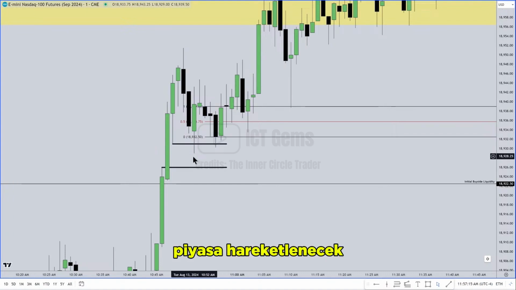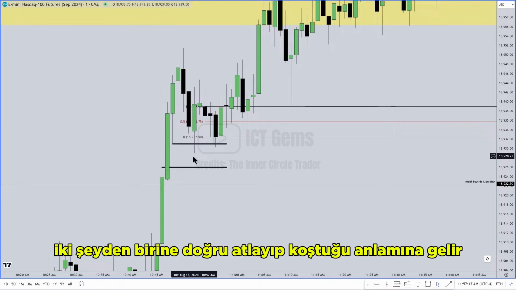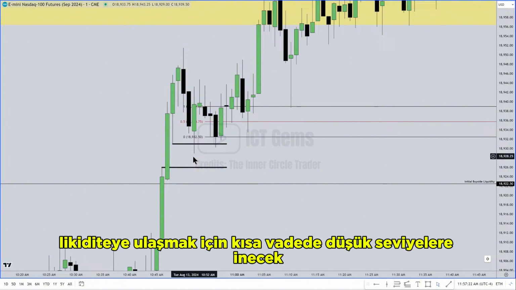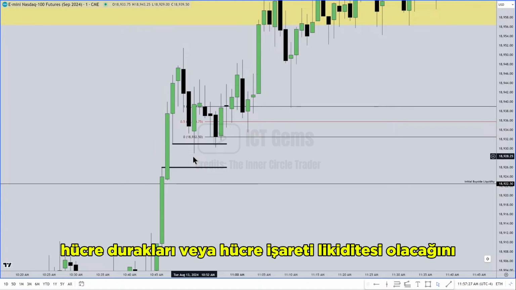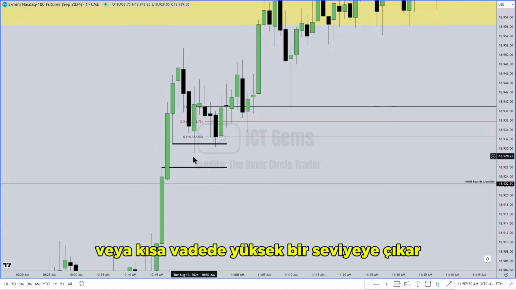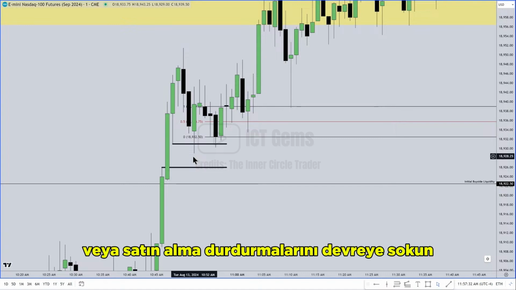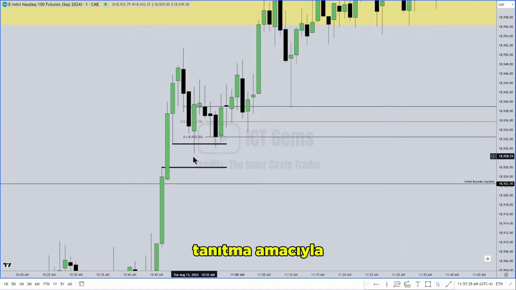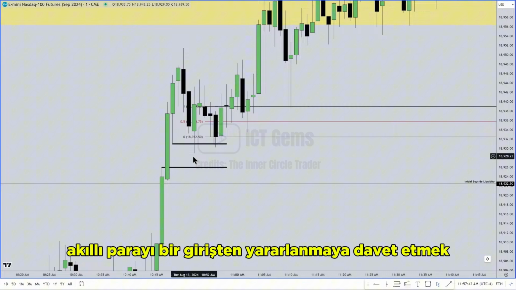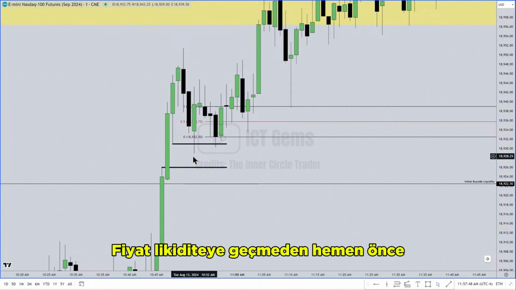The market will spool. That means it jumps and runs to one of 2 things. It will go to a short-term low to tap into liquidity, that it would be sell stops or sell side liquidity, or it goes up to a short-term high, which is buy side liquidity, or engage buy stops for the purpose of introducing liquidity to the marketplace, or it trades to an inefficiency to invite smart money to capitalize on an entry right before price spools to the liquidity.